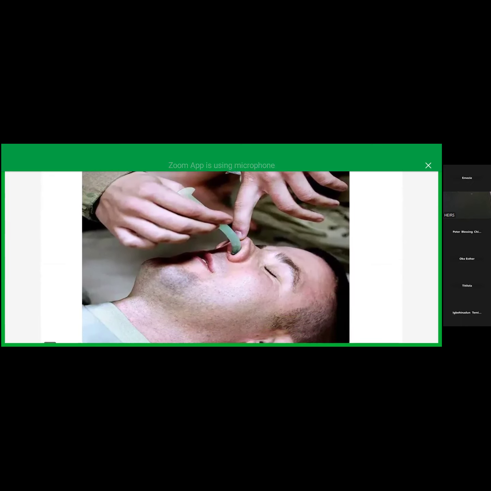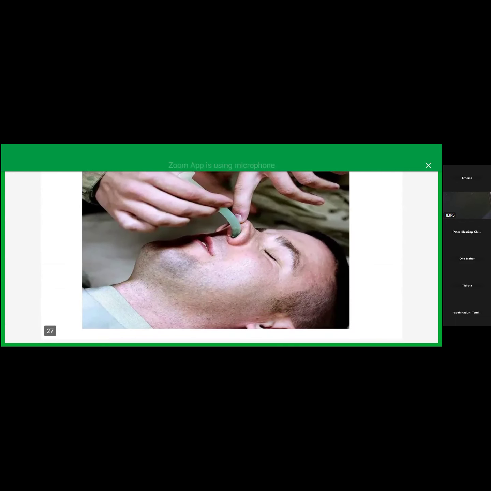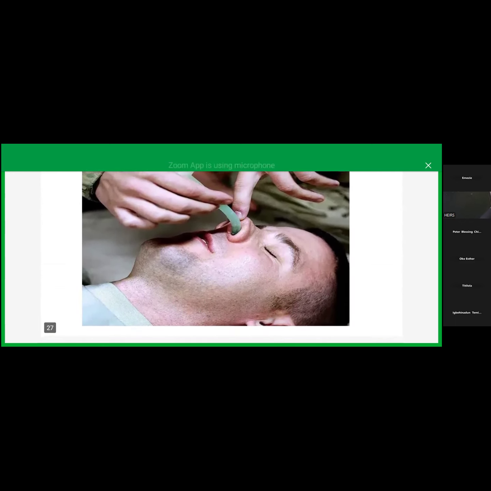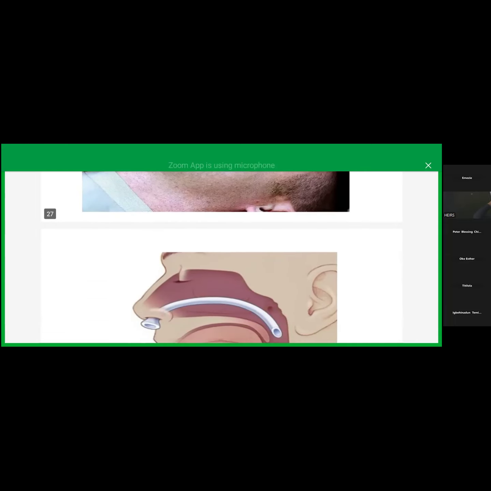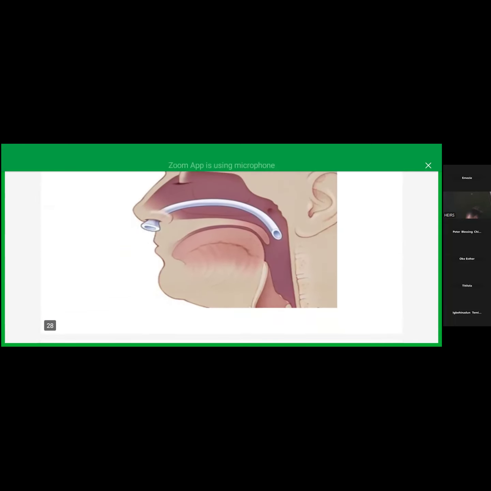So we can see smoothly how this thing is being inserted. The tip end is not facing the brain. The tip end is already bent, facing downward. It's bent, facing downward. It's not facing the brain. So unlike the oropharyngeal airway device, when it is inserted very well, this is what it looks like in this picture here.